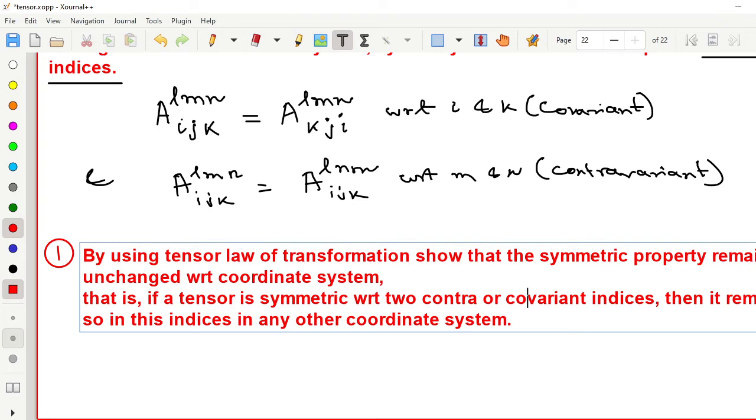If a tensor is symmetric in the Cartesian coordinate system, then it should be symmetric in cylindrical and also spherical polar coordinate system. That is the idea which I want to invoke in this type of problem. If a tensor has a symmetric property, then it will always have that property. Okay, so now let us try to answer this problem.